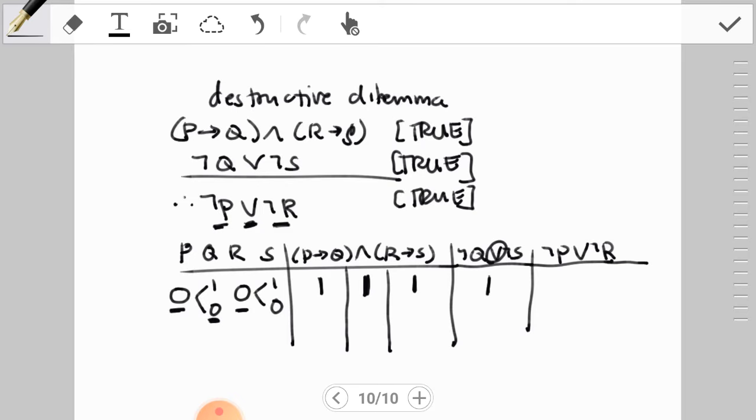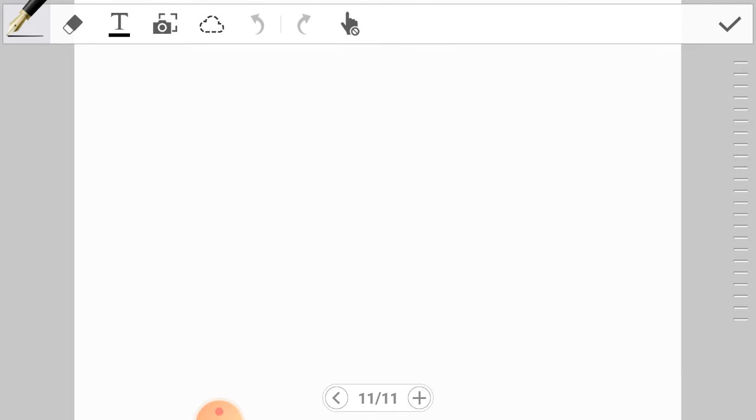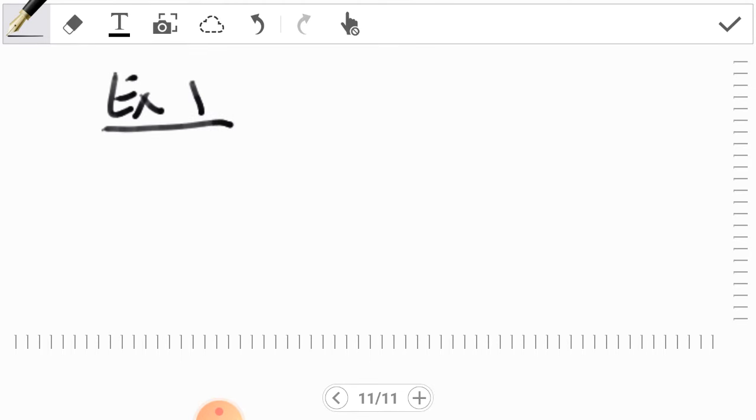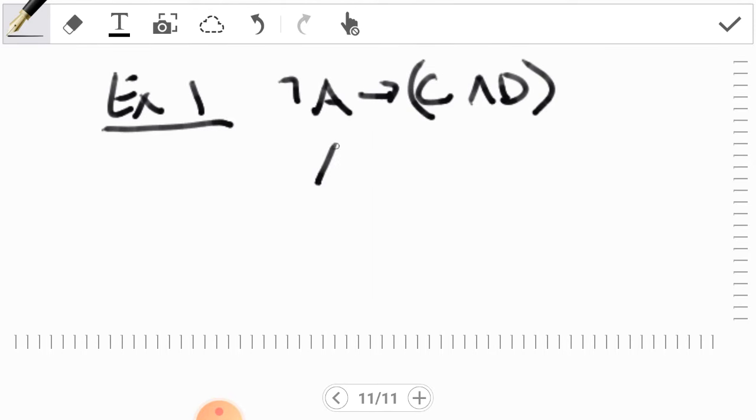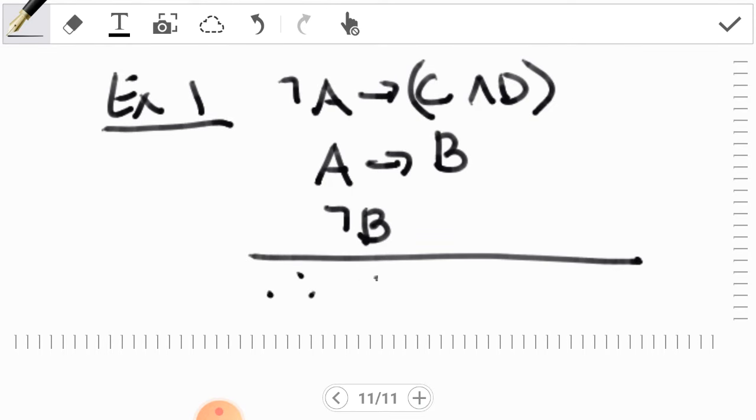Okay, as we will now be using our rules of inference in our examples, actually, we will now combine our rules of inference and the rules of replacement to prove our statements. This will be one example. Example number 1. Given: not A implies C and D. And then we have A implies B, and then not B, and let's draw the conclusion, therefore C.